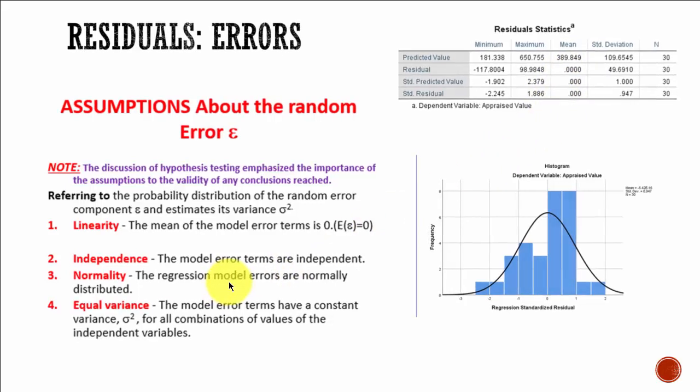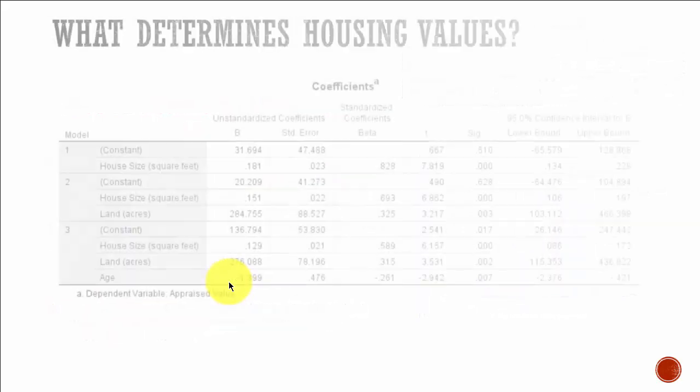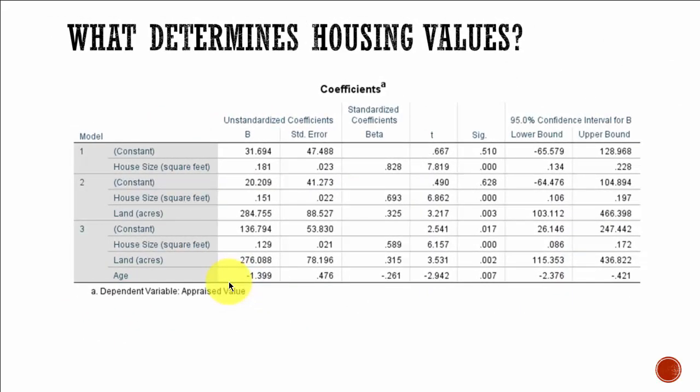I'm going to skip back for a second to the last slide. If I were to conclude what determines housing values, I would say housing values are determined by the size of the house, the square footage, the land area, and the age. The bigger the land, the bigger the house, the more expensive the house. The older the house, the less expensive it is. And with these three variables, we are explaining about 81% of the variance in housing values.